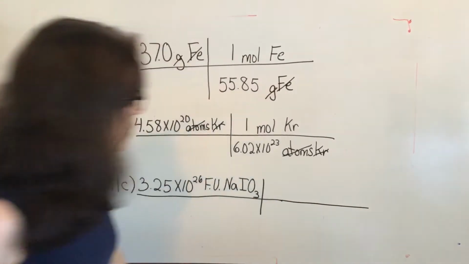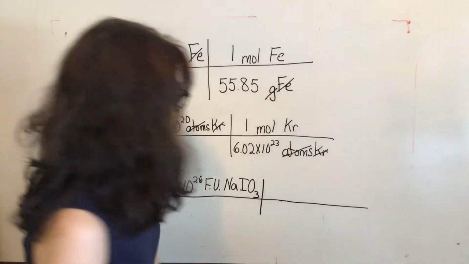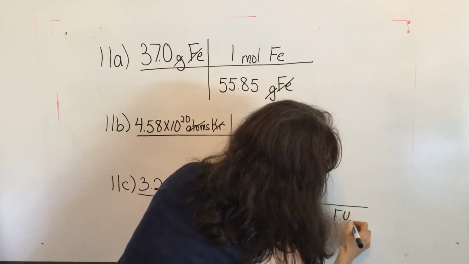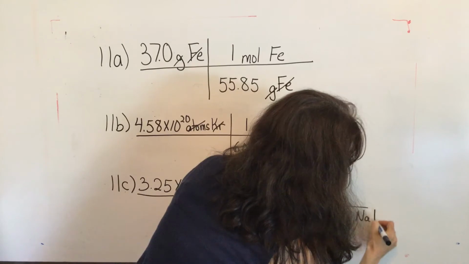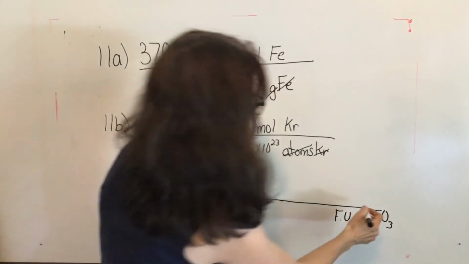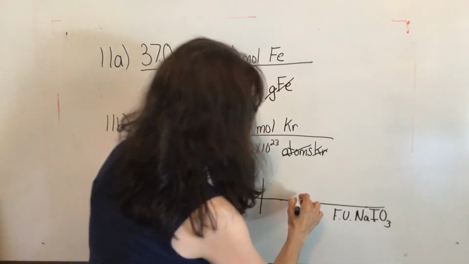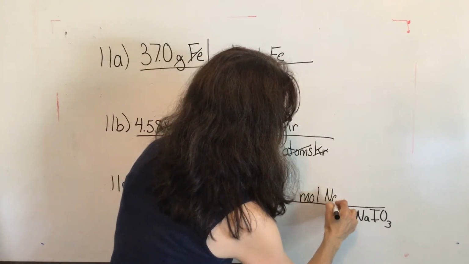All right, and we're going to use Avogadro's number. So let's write the quantity that we want to cancel out. We want formula units to cancel out. So that's our quantity. Sodium iodate is our substance. We want to include both the quantity and the substance. And we're converting to moles of sodium iodate.